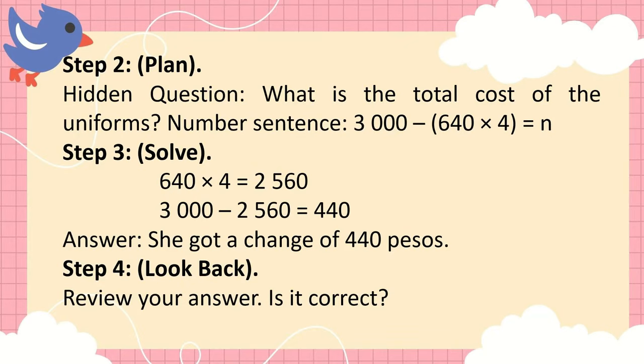Step 2. Plan. Hidden question: what is the total cost of the uniforms? Number sentence: 3,000 minus, open parenthesis, 640 times 4, close parenthesis, equals n. Step 3. Solve. 640 times 4 equals 2,560. 3,000 minus 2,560 equals 440. Answer: she got a change of 440 pesos. Step 4. Look back. Review your answer. Is it correct?